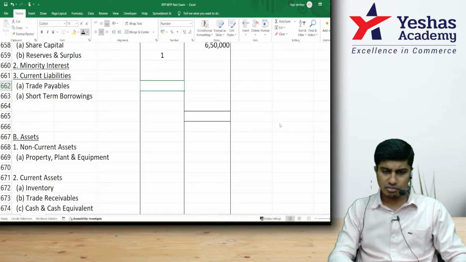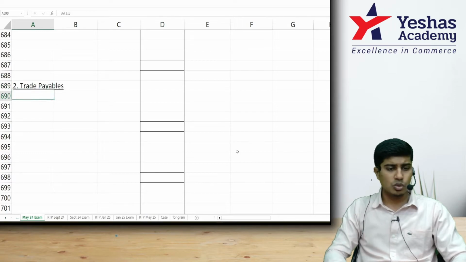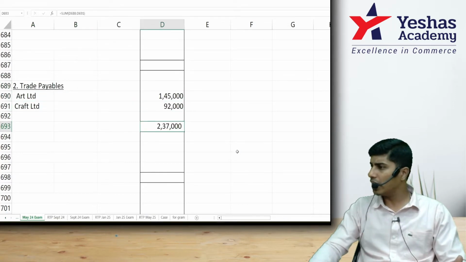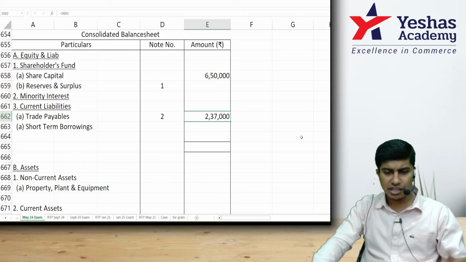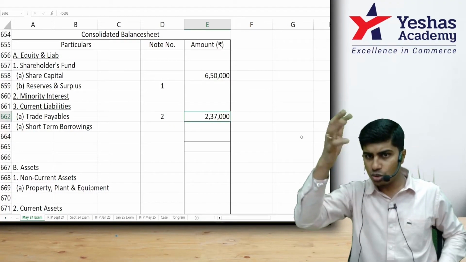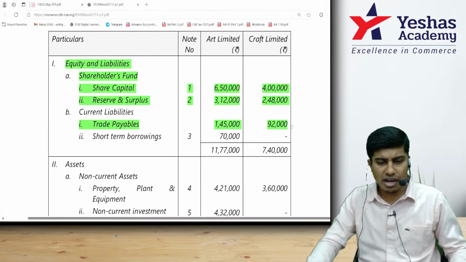If you find it more comfortable, I don't mind. I can open trade payables notes to accounts: Art Limited 1,45, Craft Limited 92, total 2,37. Or you can choose to skip this and write 2,37 straight here. Either way is fine. But there is no mutual indebtedness. We glanced through the question once, we did not find any. Am I right?